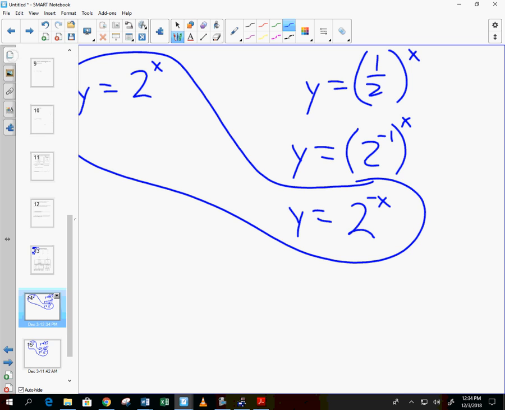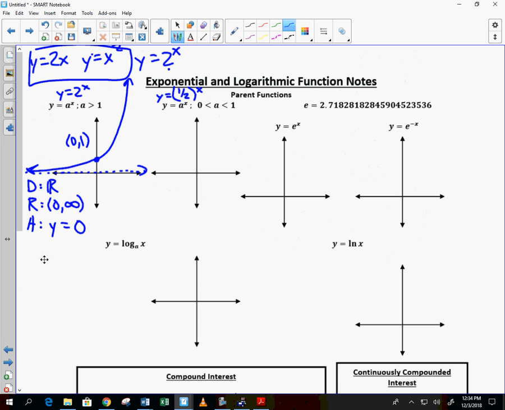So as we look at the graph and the way that it trends, we would say that it still passes through the point (0, 1), but instead of starting down and finishing up, it starts up and finishes down, like so. It still has that asymptote and everything else. So that's the difference. If you see a number that's less than 1, it's going to have that kind of behavior.